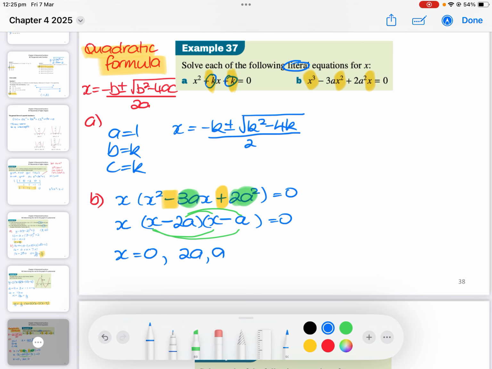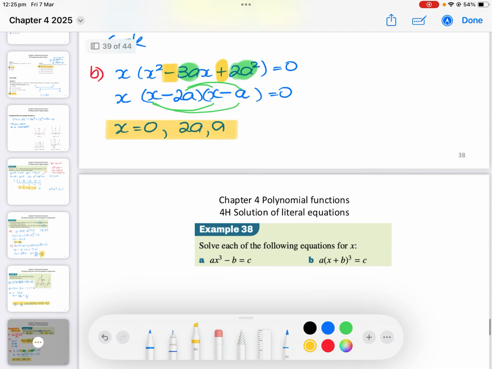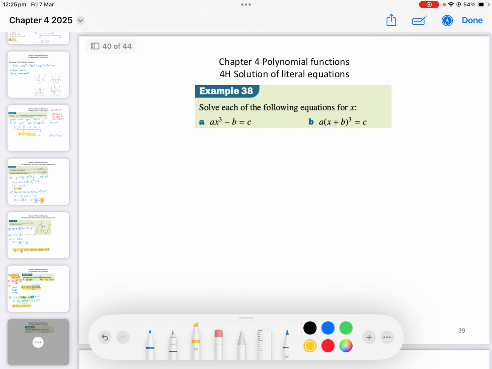We know we have all the skills for this, but it's just about putting them together for 4H, and that's the sort of thing you get in exam questions. So let's have a look at the next example. There are 3 different scenarios because we know there are lots of different varieties of questions that test the same thing. So ax cubed minus b equals c.